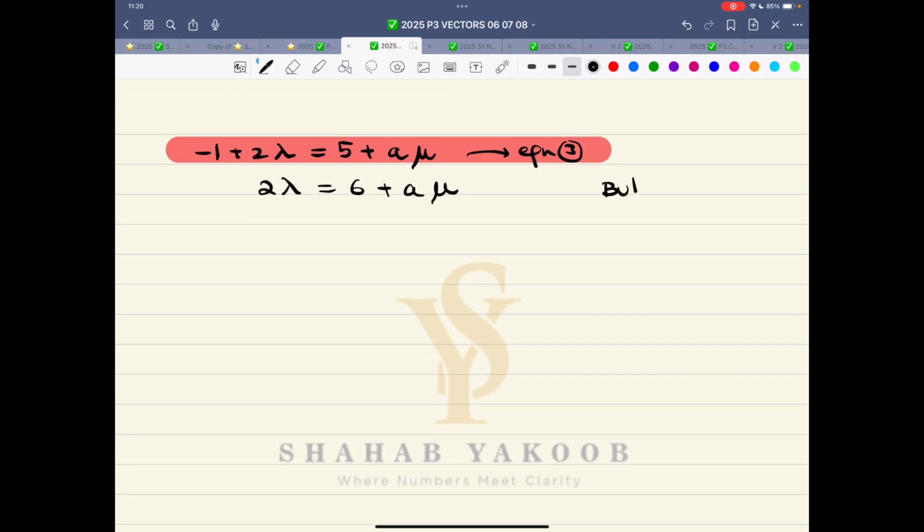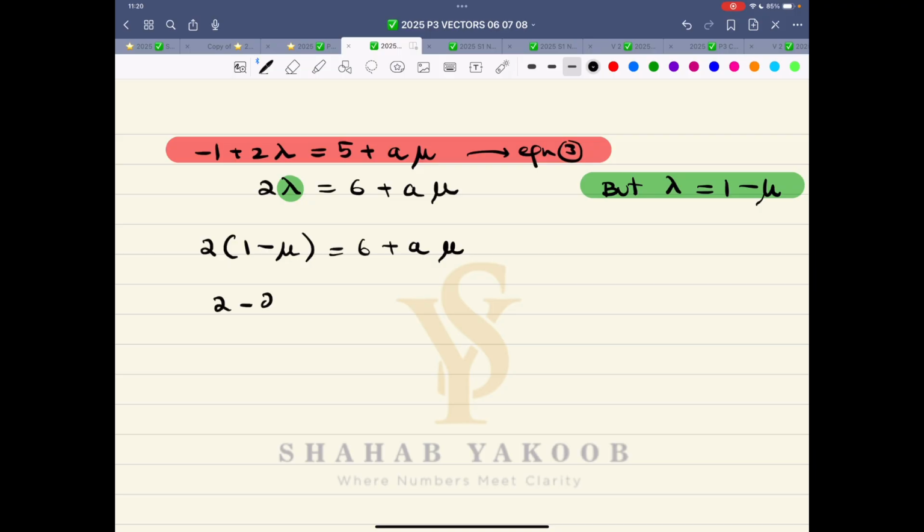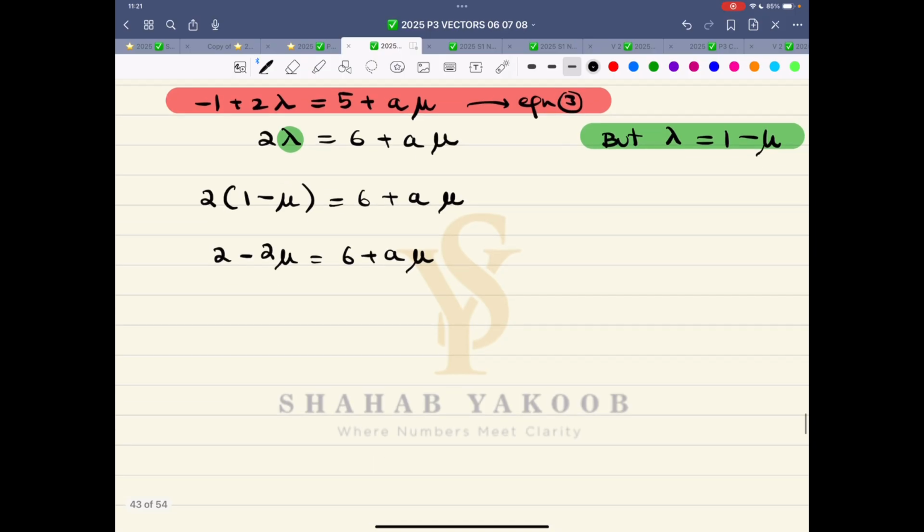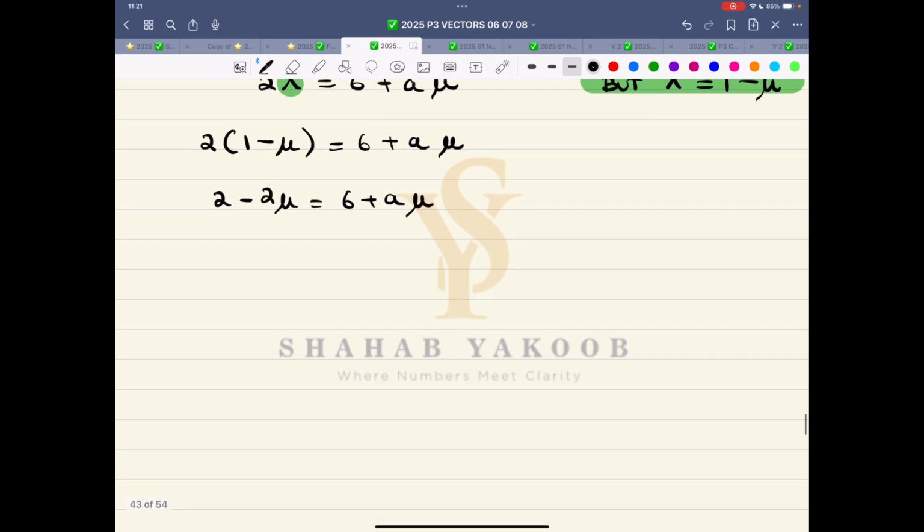So lambda is 1 minus mu, that is this green thing that we used earlier. So let me replace it over here. So 2 times 1 minus mu is 6 plus a times mu. And this is 2 minus 2 mu equals 6 plus a times mu. And let me take all the mu's to one side.